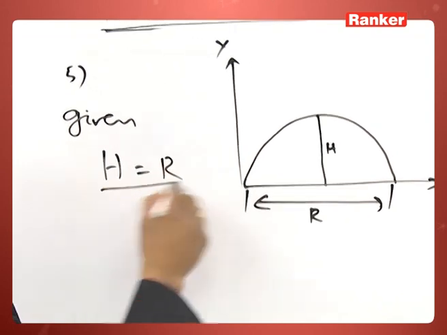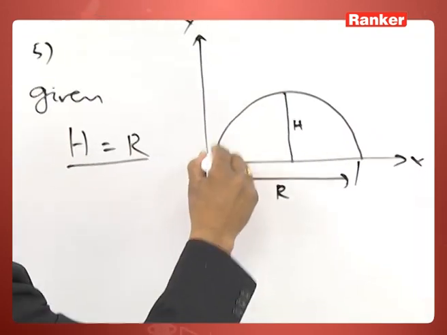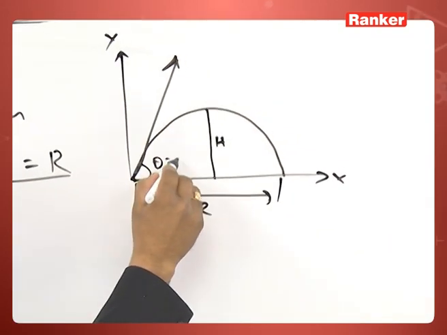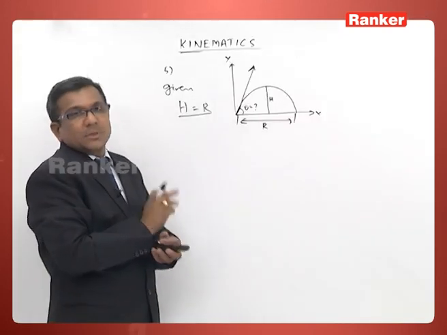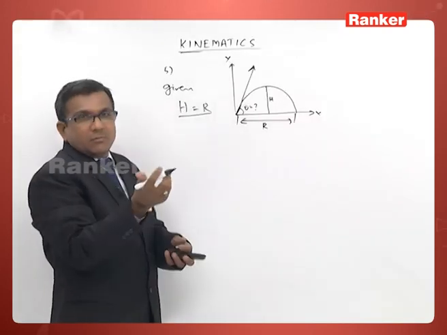Height and range are equal. Then what is the angle of projection? Theta is how much? Angle of projection. So when height and range are equal, what is the height formula?